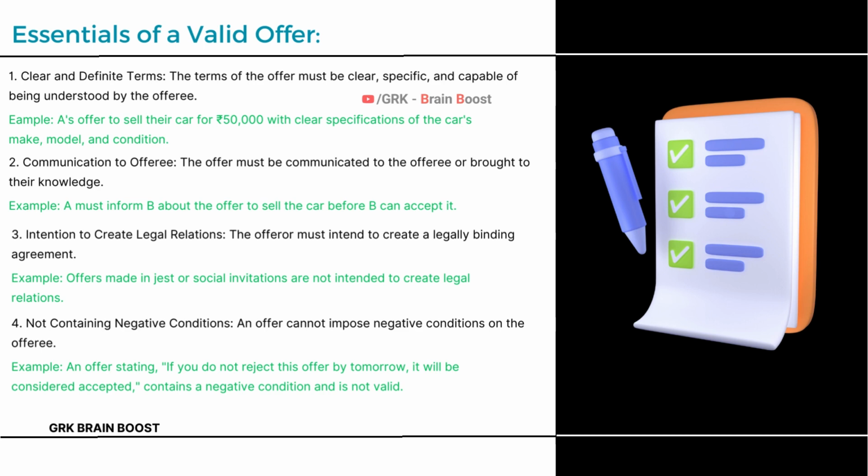Second one, communication to offeree. The offer must be communicated to the offeree or brought to their knowledge. Example, A must inform B about the offer to sell the car before B can accept it. Next one, intention to create legal relations. The offerer must intend to create a legally binding agreement. Example, offers made in jest or social invitations are not intended to create legal relations.